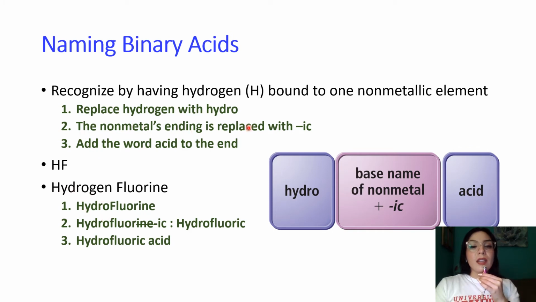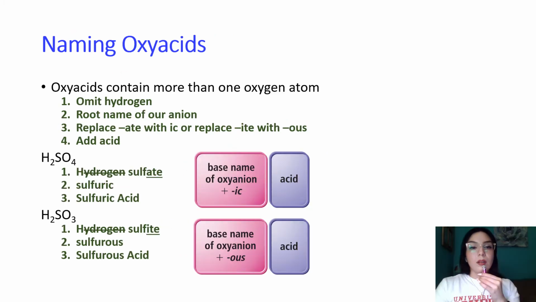The nonmetal's ending is replaced with ic, so instead of fluorine, we say fluoric. We put it together, so it's hydrofluoric, and then you add acid to the end. The second type of acid is called an oxyacid.